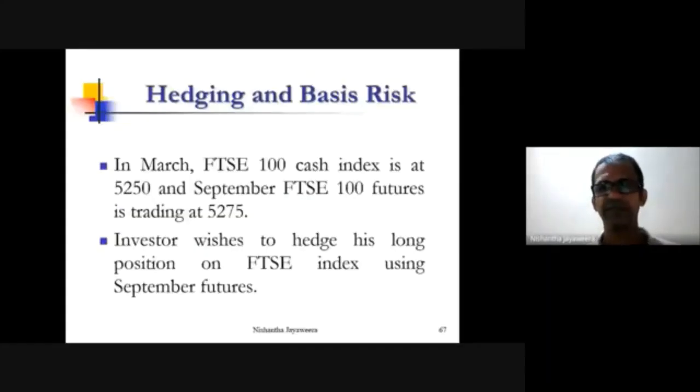So what does it mean? In March, the FTSE 100 index is at 5,250, and the September FTSE 100 futures is trading at 5,275. So this is the cash price. This is the futures price. Okay, what do you mean by you want to hedge this?